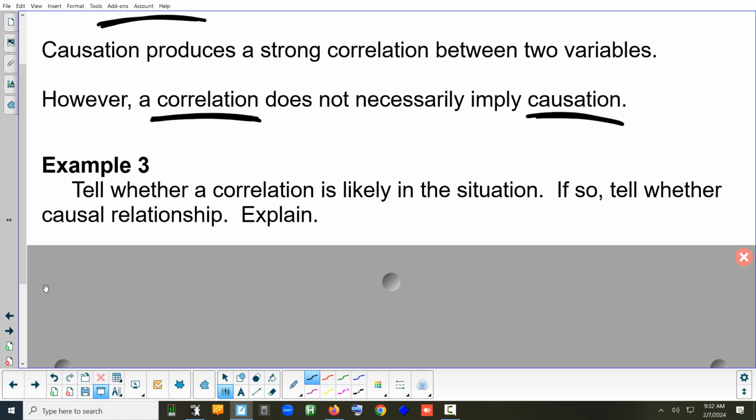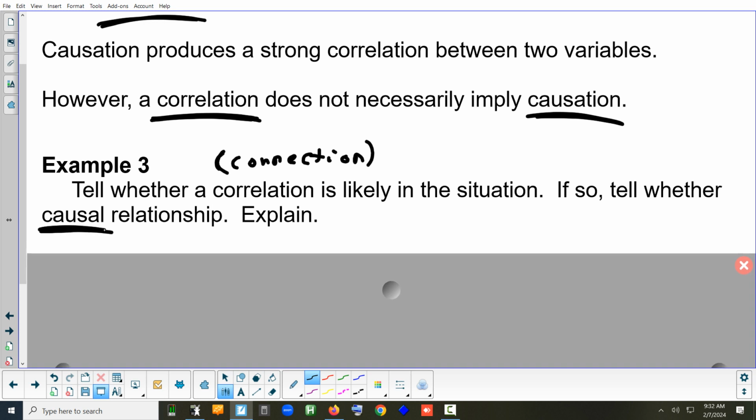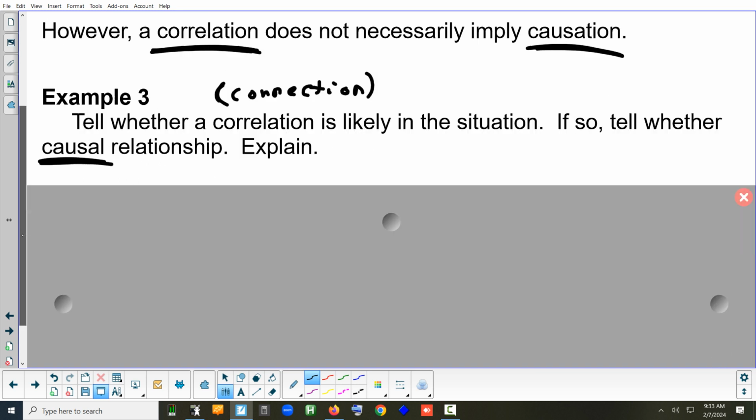All right, so example 3 says, tell whether there is a correlation. Remember, correlation just means, do you think there's a connection? Do you think as one thing changes, something else would likely change? If there is, then tell me if it's causal. That means if one thing changes, the other thing has to change. It's automatic.